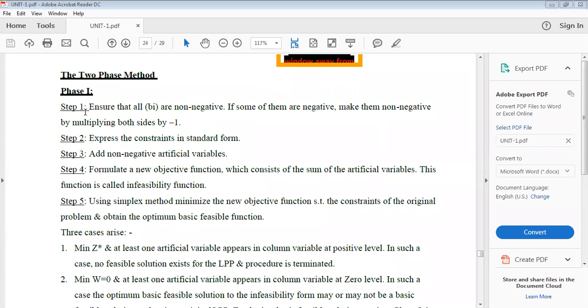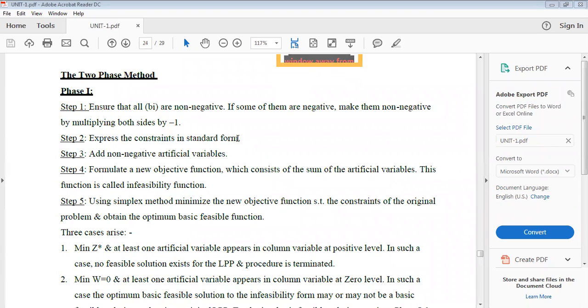Now we come to phase one, step one. Ensure that all bi are non-negative. If some of them are negative, make them non-negative by multiplying both sides by minus one. Sometimes the constraints are greater-than type, and if the values on the right side are negative, you have to multiply by minus one and make them positive. Like that you can express the constraint in the standard form.